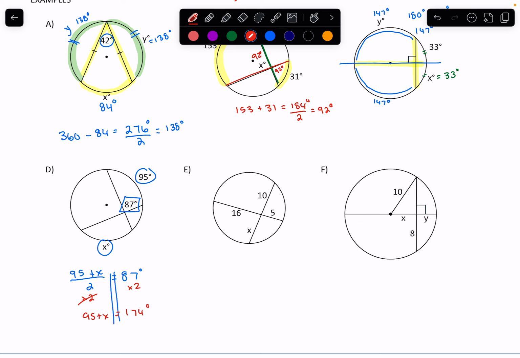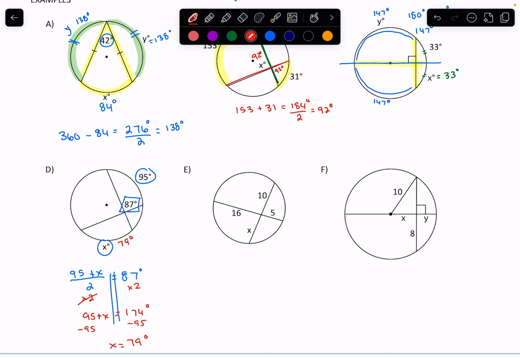Then I've got to minus 95 from this side. So 174 minus 90 is what? 84. But I got a minus 5 more, so that's going to be 79 degrees is equal to x. So this arc right here is 79 degrees, and 87 is in the middle.